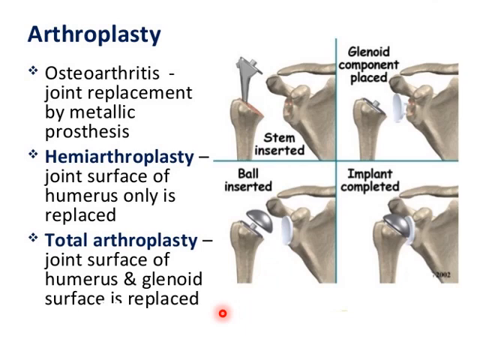To place these prostheses, first the stem is inserted, over which the ball of the head of the humerus is inserted, and the glenoid component is also placed. So this is what arthroplasty is all about, to regain the movements for the patient.